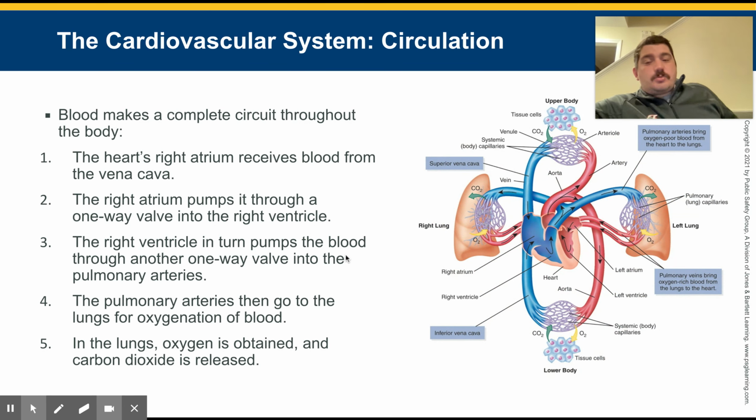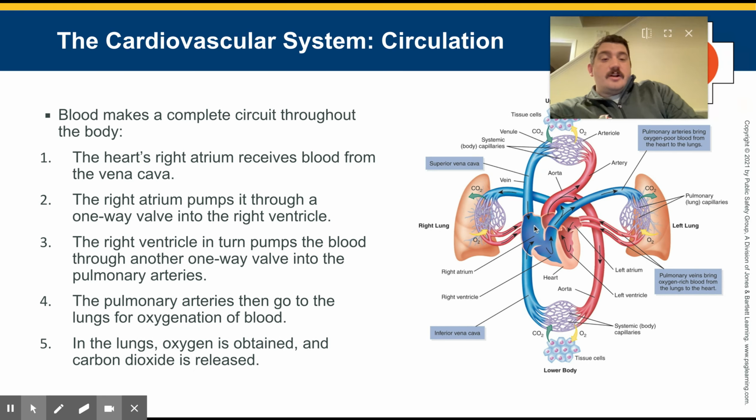All right, so let's just quickly talk through here the complete circuit through the body that one red blood cell would travel. So again, starting from up here in the right atrium, we have blood coming in from the vena cava. So again, it's deoxygenated. We represent it as blue. The right atrium pumps it through a one-way valve into the right ventricle. The right ventricle then pumps that blood through a one-way valve up into the pulmonary arteries. So again, the only artery with deoxygenated blood.